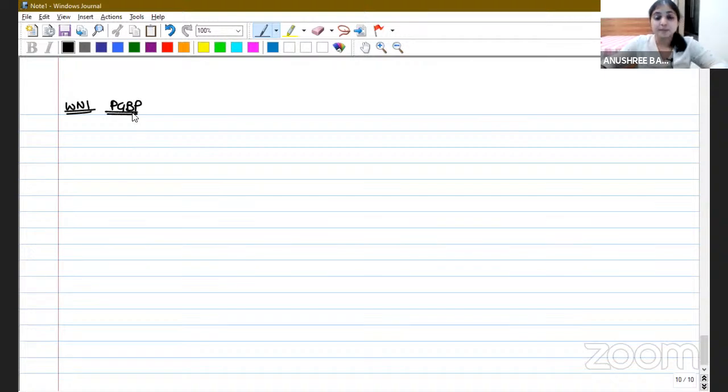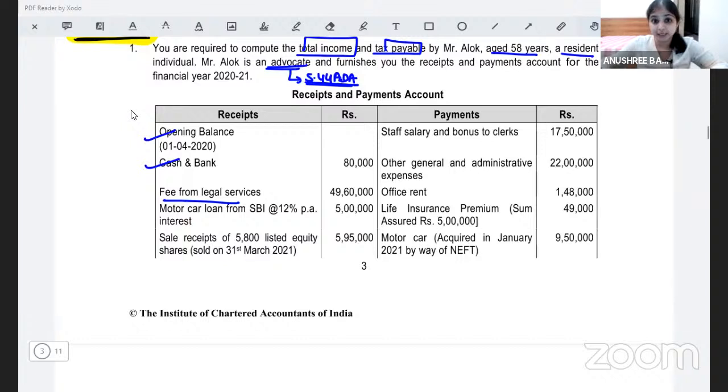Now in this question, PGBP computation does not depend upon the P&L account. Had it depended on the P&L account, we would have taken net profit as per P&L account. We would have added expenses debited but not allowed. We would have added incomes not credited but taxable. We would have done all that, allowances, disallowances. But here, instead of giving us a P&L account, they have given us a receipts and payments account. So in a scenario like this, how are we going to do the calculation? If they give us the receipts and payments account, we will take all the taxable incomes, and from that we will subtract allowable expenses. That is how we will be able to compute our business income.